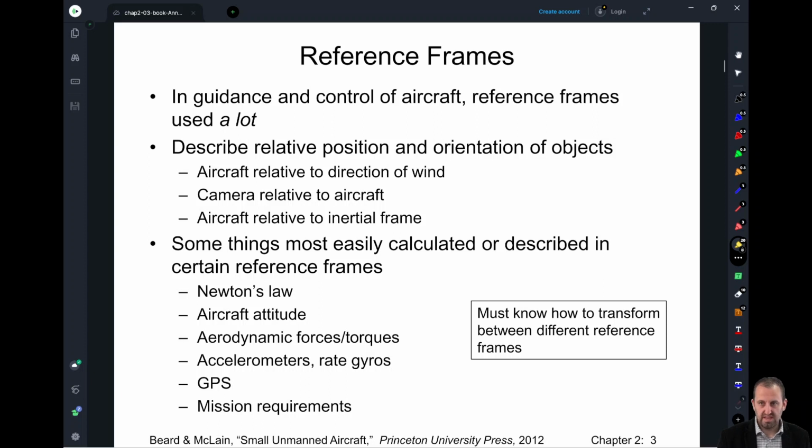For example, like GPS, I might be getting readings in inertial frame. It'd be nice to know how that's affecting my body frame. For accelerometers, vice versa, I might be getting sensor measurements in my body frame, and we might want to see how that's affecting things in the inertial frame.